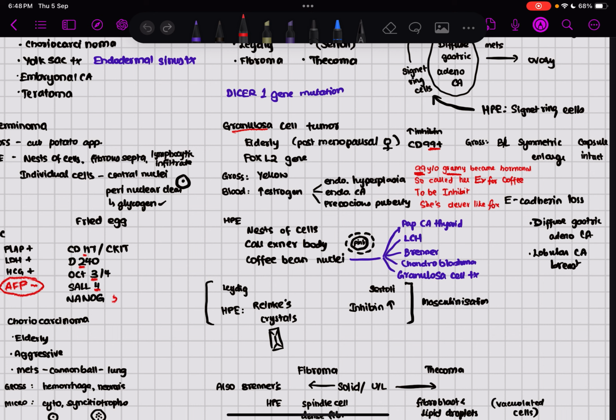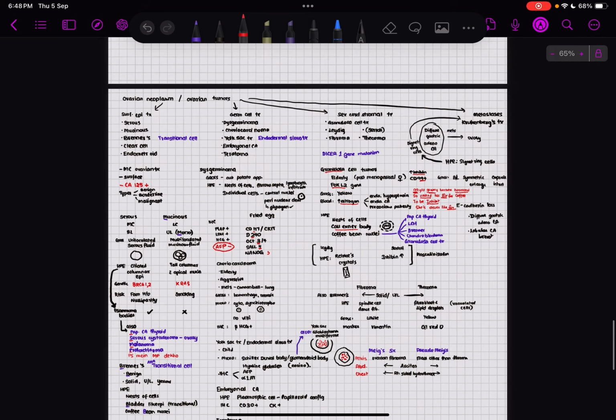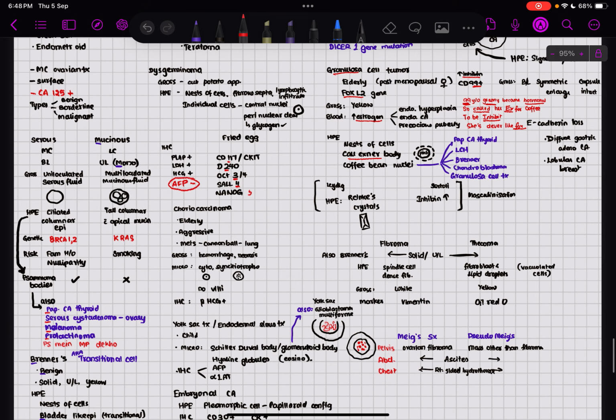Hormonal is increased estrogen. Call X is the Call-Exner body in our bodies. And to be inhibited, so a rise in inhibin. And she is clever like a fox, so fox is the FOXL2 gene. This is the story for granulosa cell tumor.